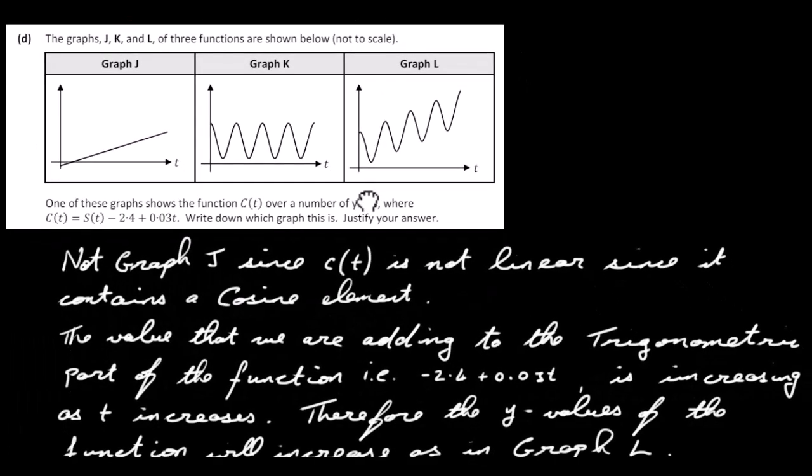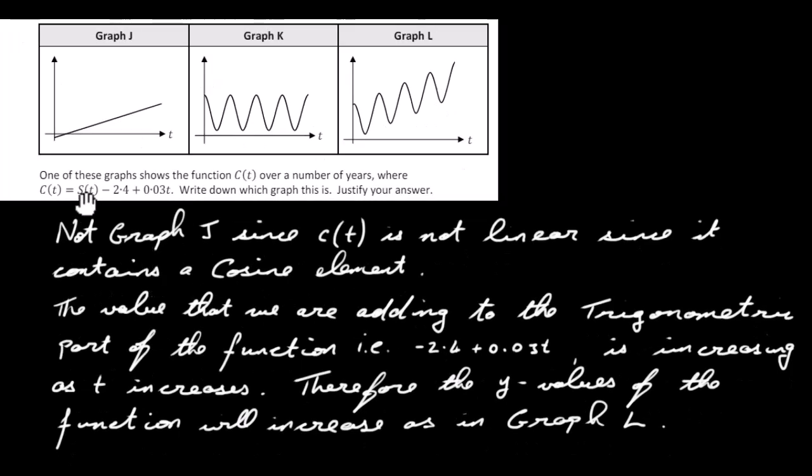Oh yeah, part D I've just done out already here. The graphs J, K and L of three functions are shown below, and they're not to scale. One of these graphs shows the function C of t over a number of years, where C of t is equal to S of t minus 2.4 plus 0.03 t. Write down which graph you think it is and justify your answer. Well, it's not going to be this one here. It's not graph J, since C of t is not linear, since it contains a cosine element. So the cosine element is going to look something like this here.